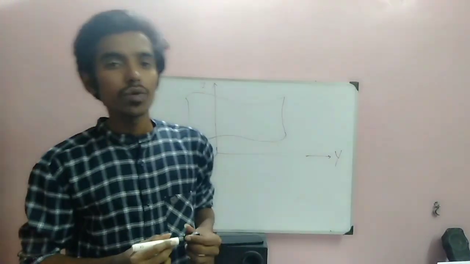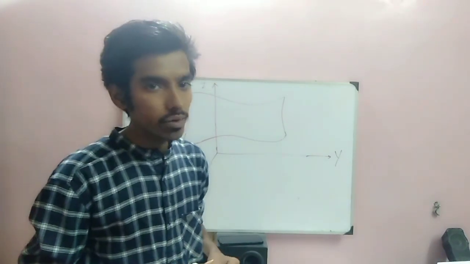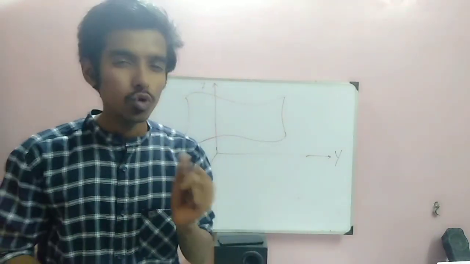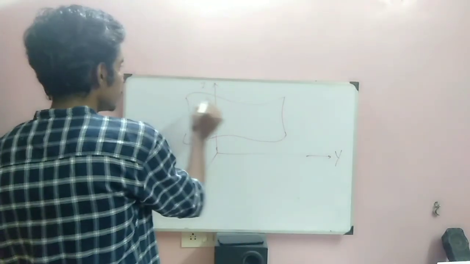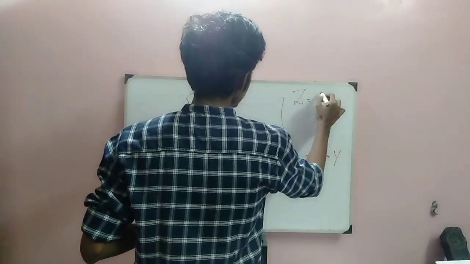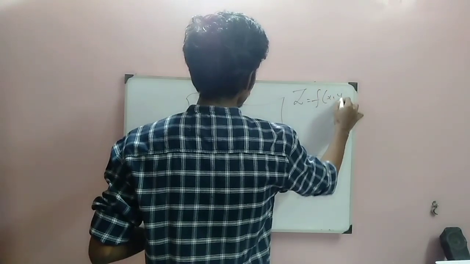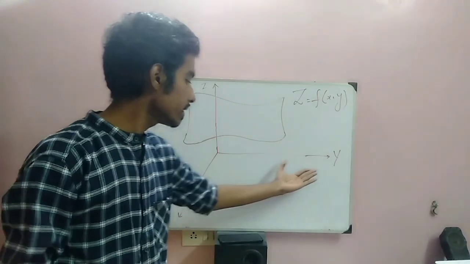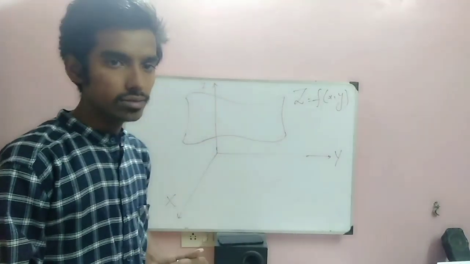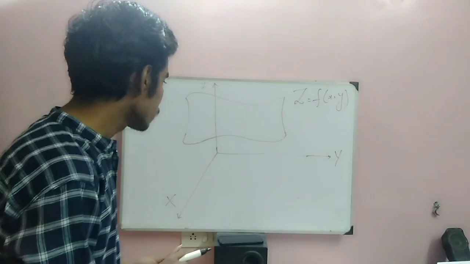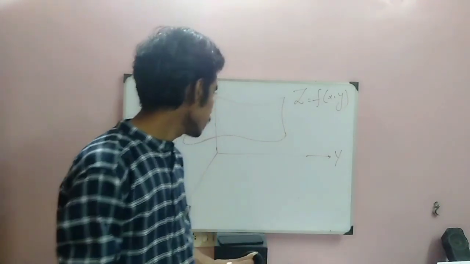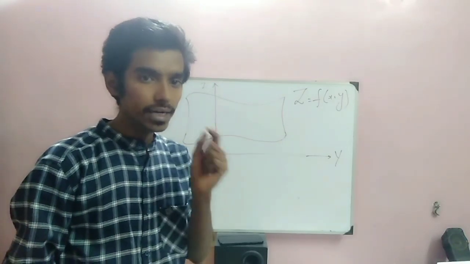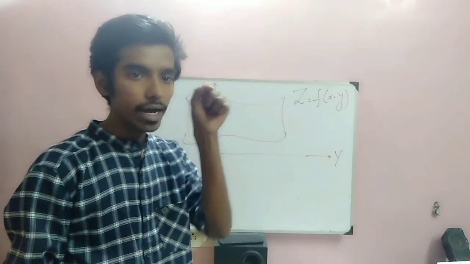So now we will define what is meant by partial derivative. Whenever I say partial derivative, it is a function of two variables. So let us restrict our case to a function of two variables, that is, z is a function of x comma y. You can see this is our x-axis, this is our y-axis, and this is our z-axis. So can I talk about a tangent line at a point here? That is the question now.